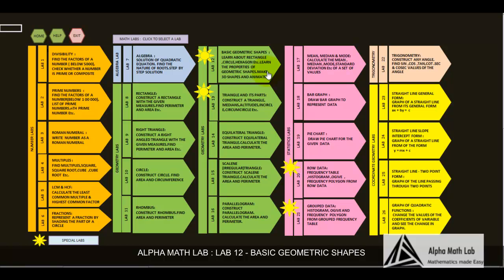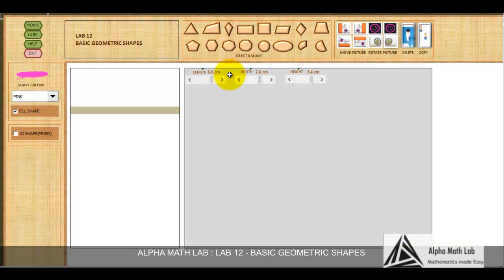Learn about rectangle, circle, hexagon, etc. Learn the properties of geometric shapes. Make 3D shapes and animate. Lab 12 is a special lab. Labs with the star sign are special labs. Select Lab 12.